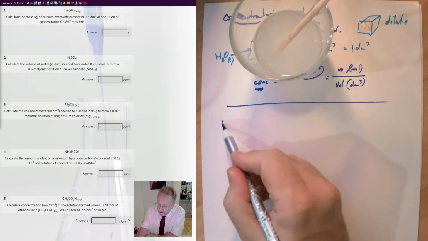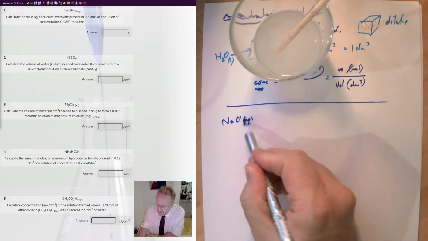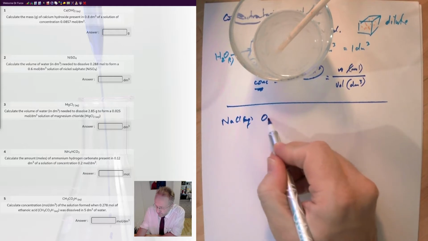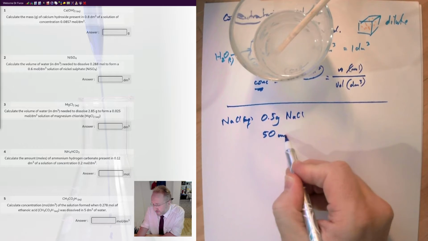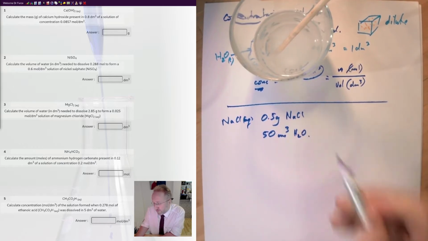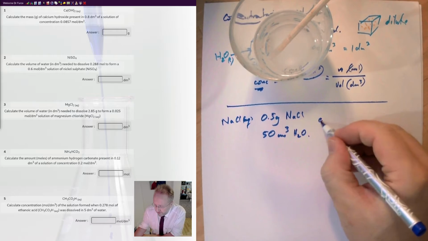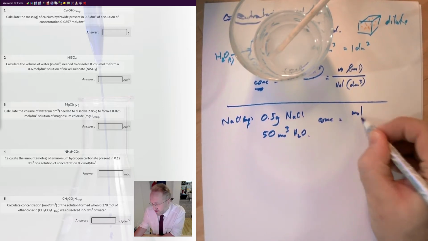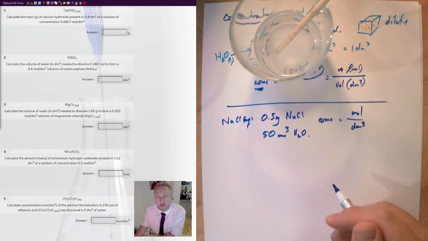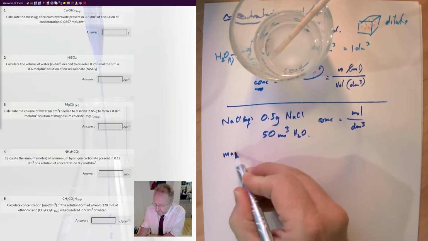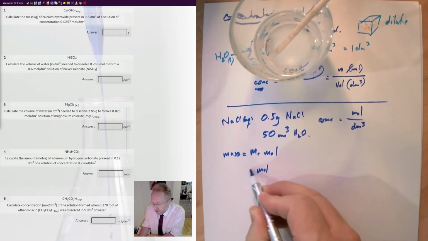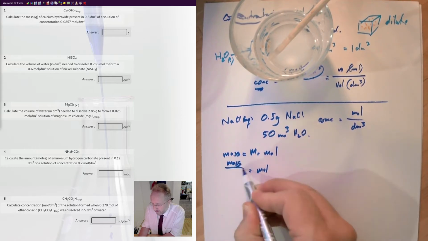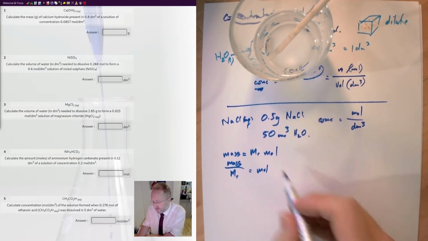So NaCl aqueous. We have 0.5 grams of NaCl and we have 50 cm cubed of water. So concentration is equal to moles per decimeters cubed. So we're going to need to work out how many moles we have. Well, first of all, we're going to need this equation. Mass is equal to Mr times mole. Mole is then equal to mass over the Mr, or the relative mass.